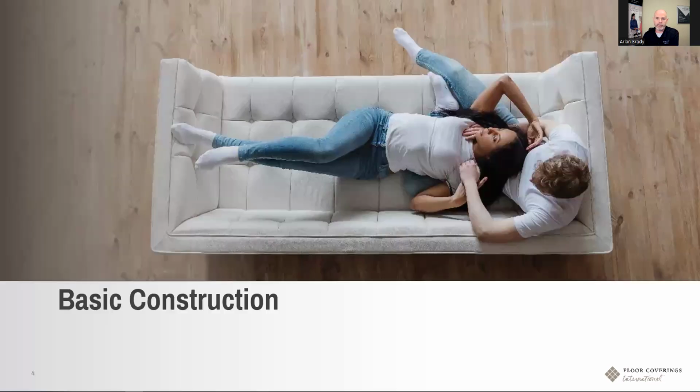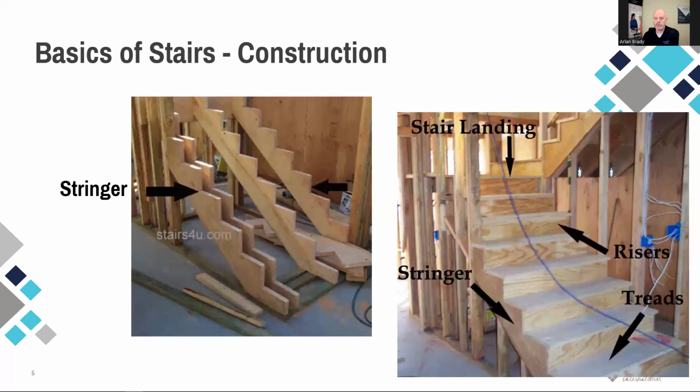So let's dive in. Basic construction. When you think about a set of stairs, this is typically the way that stairs are built. In a residence, there's something called a stringer that is the base foundation for a staircase. Stringers are normally made by a big piece of lumber that gets cut into this sawtooth configuration. On top of this stringer, the part that we walk on, the horizontal part, is what's called the tread. The riser is the vertical part.